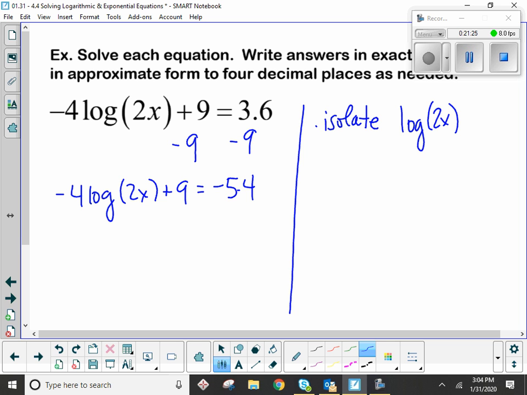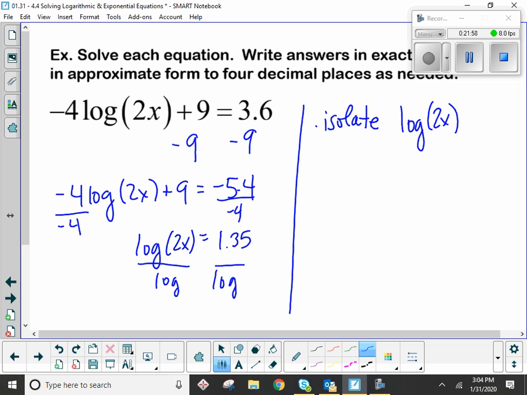What'd you do next, Brianna? Divide by negative 4? What do y'all get on the right-hand side when you do that? 1.35? I act like I don't know, but I've already done this 3 times today. So then that leaves me log of 2x. So I can just do this, right? Obviously, you know this is going to be wrong because of the way I asked it. Can I just do that? That doesn't even make sense, right?